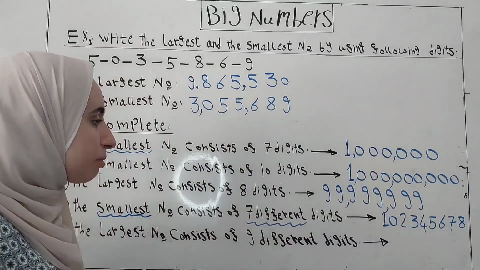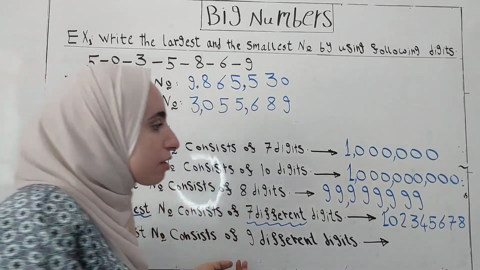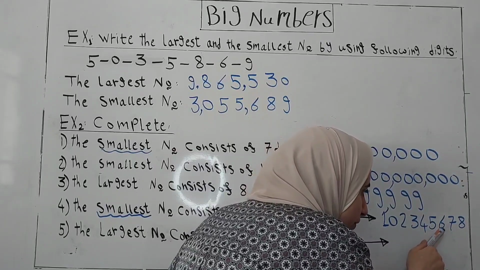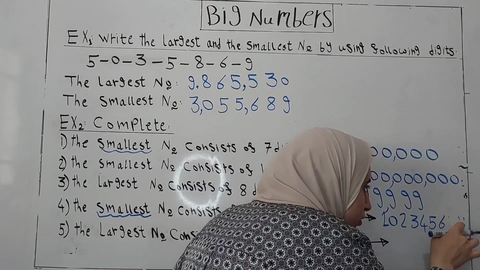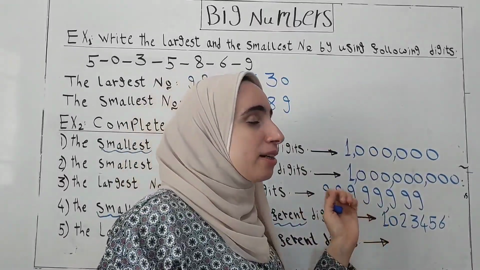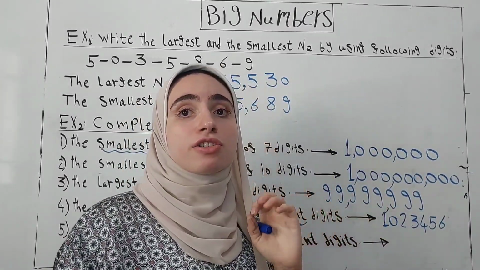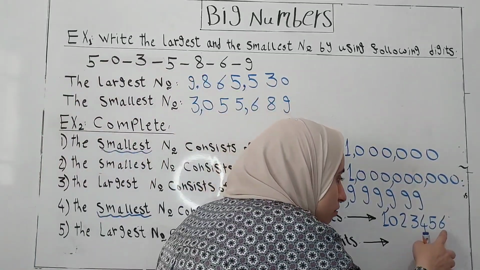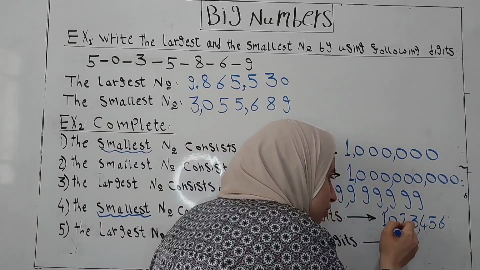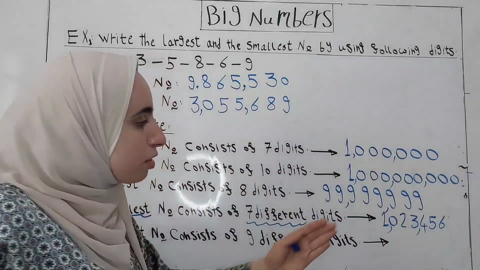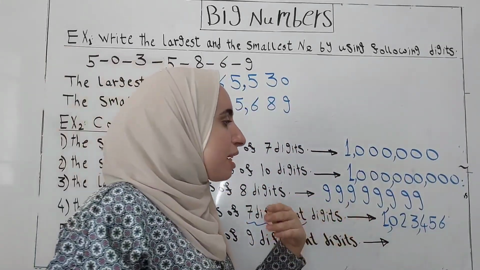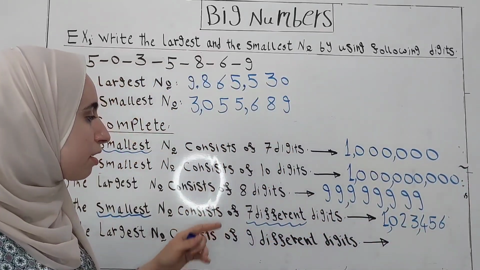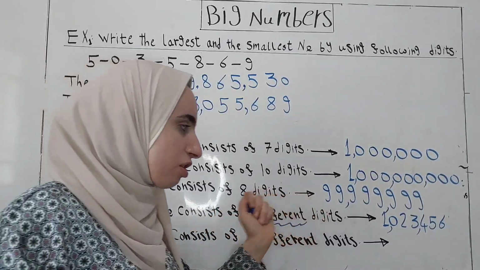How many digits do we need? 7. Let's count with me. 1, 2, 3, 4, 5, 6, and 7. We don't need 7 and we don't need 8. Finally, we use commas to separate each 3-digit period from the right, going to the left. Let's count with me. 1, 2, 3, comma. 1, 2, 3, comma. So 1,023,456 is the smallest number consisting of 7 different digits.